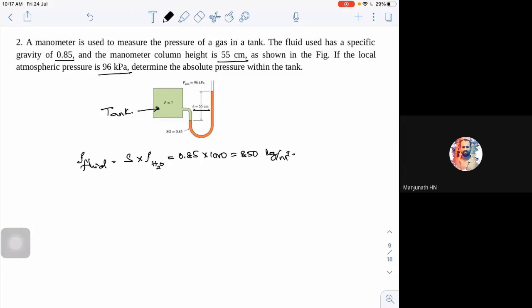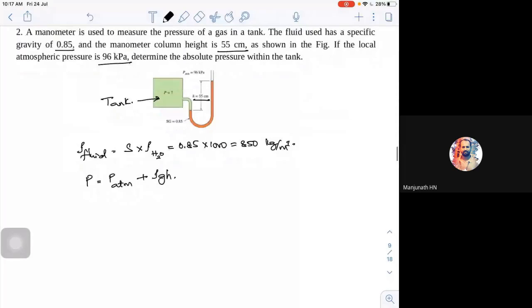Okay. Now, how do I calculate the pressure from this? The pressure in the tank is equal to P atmospheric plus rho into g into h of that particular fluid. P atmospheric is one input variable I can give; in this problem it is given as 96 kilopascals. Then rho of the fluid I calculate and put it over here, and h is given numerically, so h is also one of the variables. I can easily calculate it that way.